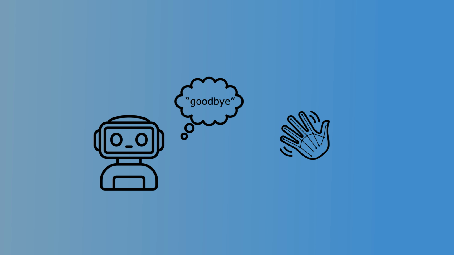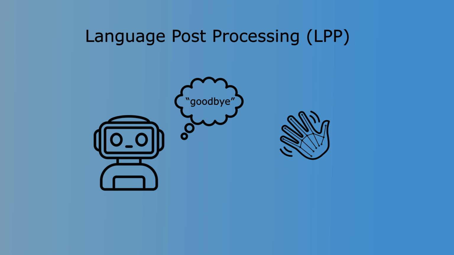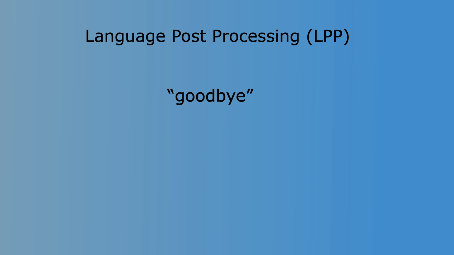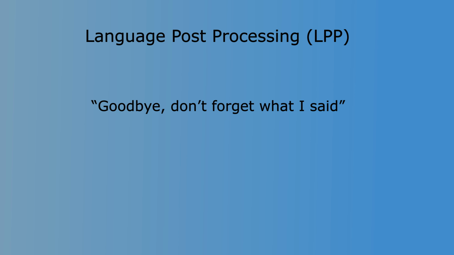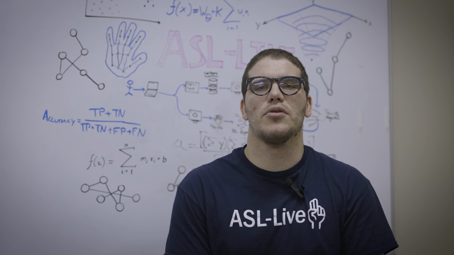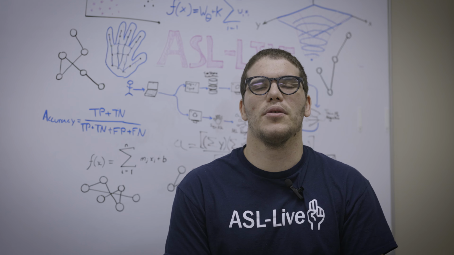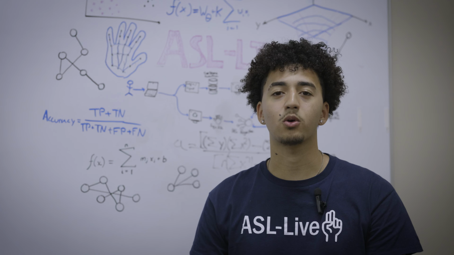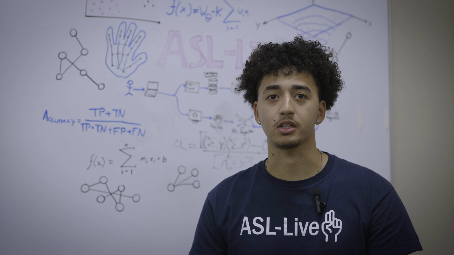From here, we enhance the translation by utilizing our developed language post-processing architecture. LPP takes these individual words and phrases, connecting them into coherent, grammatically correct sentences in English. This step is crucial because it bridges the structure of ASL with fluent English, creating a smooth, natural translation for the user. Let's talk more about how language post-processing works.